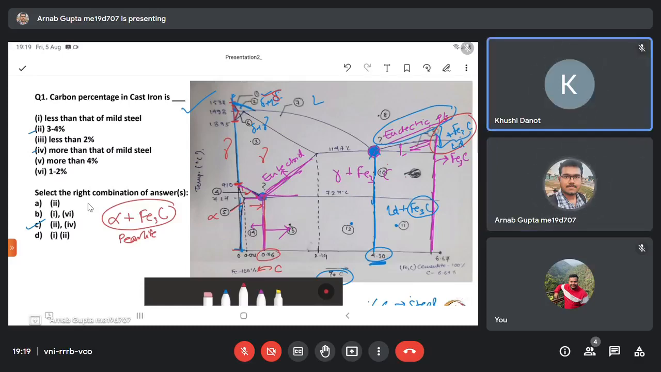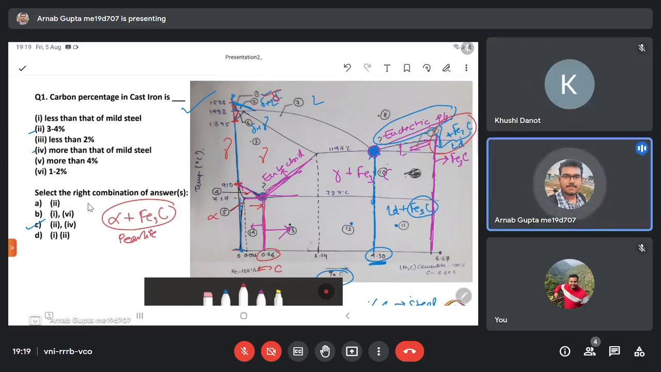Yes, sir. Okay. So if we go towards the left of this line, we will see that the crystal structure will be somewhat like this. So perlite is generally, if you observe under a metallurgical microscope, you will see this type of patches, dark and white patches. So this dark color represents Fe3C, and this white color is alpha. So it will come like this. These are grains, and this is perlite phase. Okay.